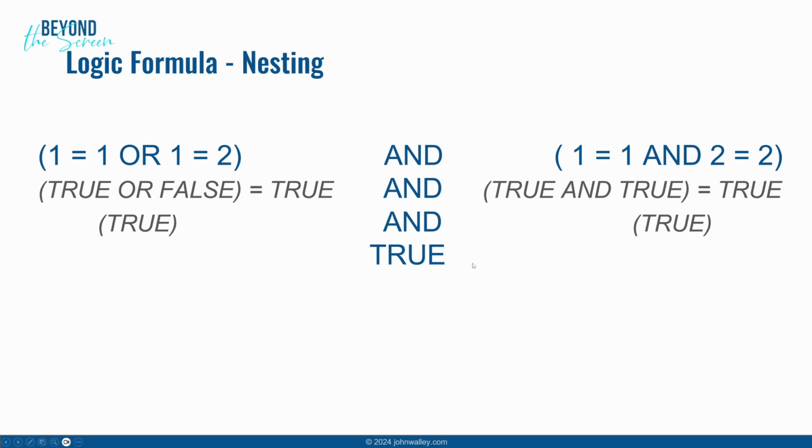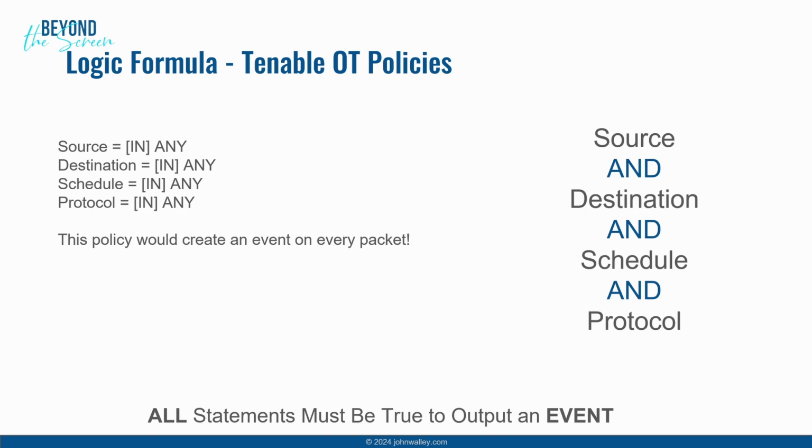So let's tie this directly into what this would look like in our environment. So if you see that our source is in any asset and our destination is in any asset and our schedule is in any schedule and our protocol is in any protocol, it would mean that our policy would create an event on every packet it saw.